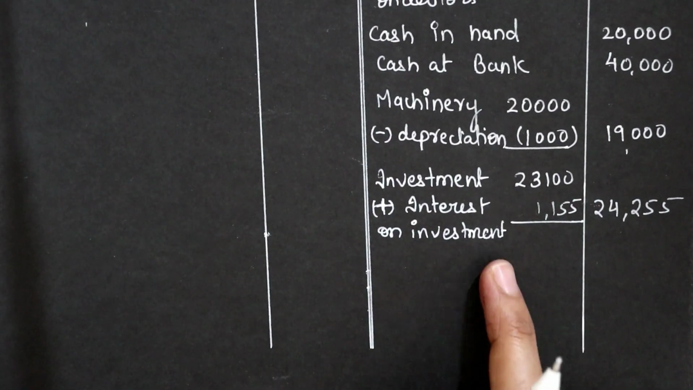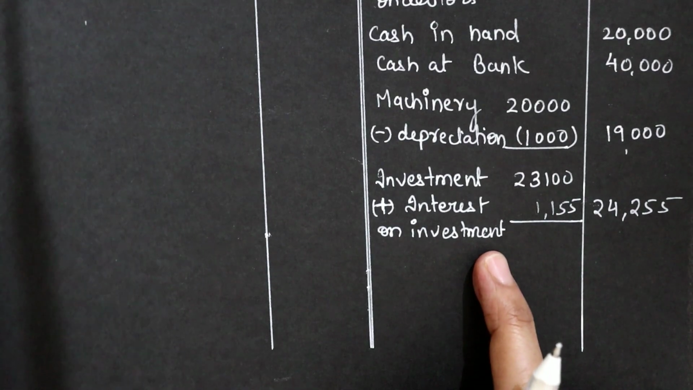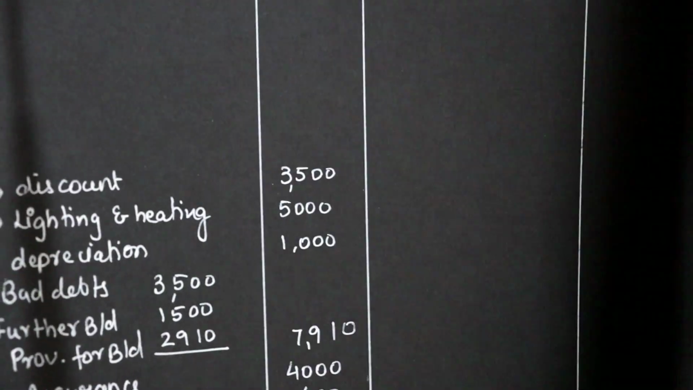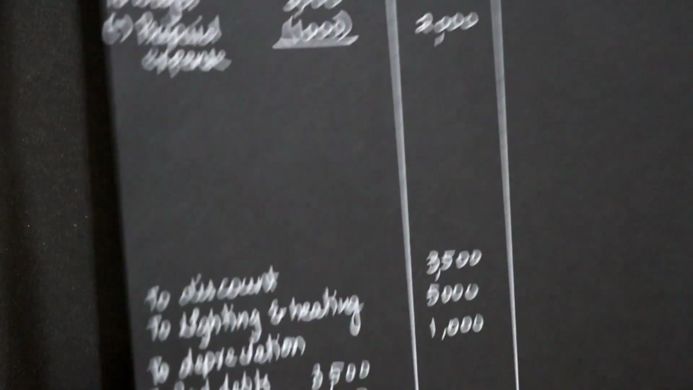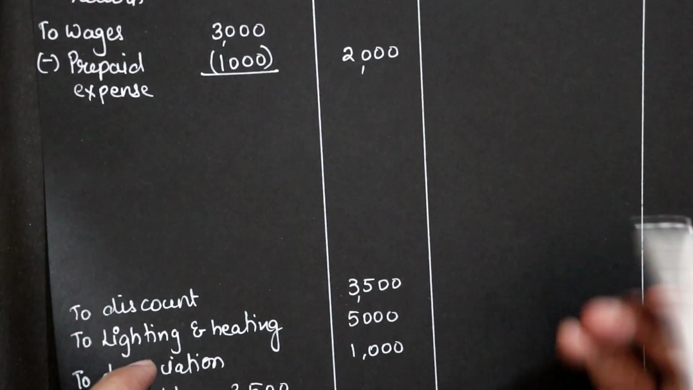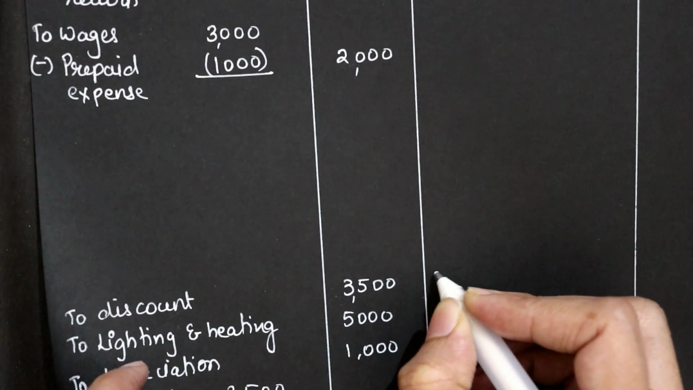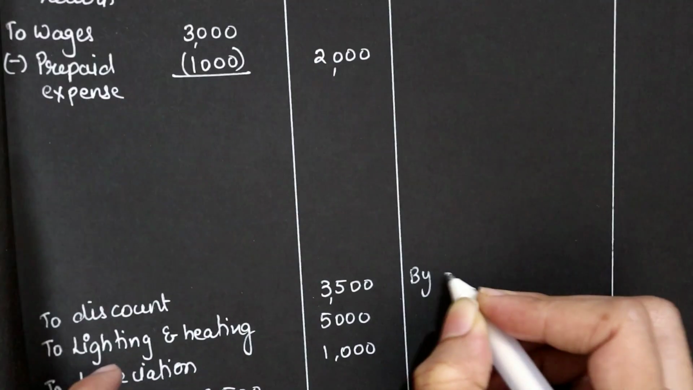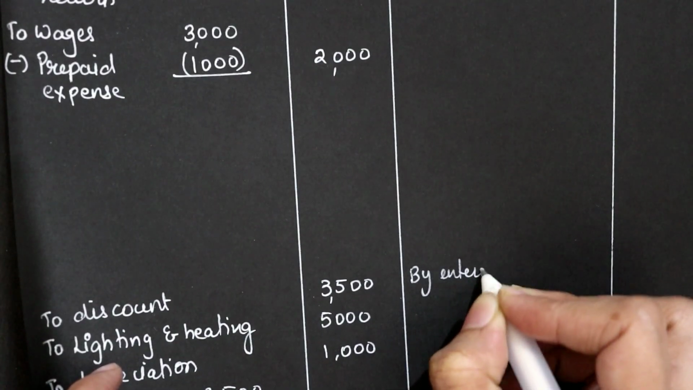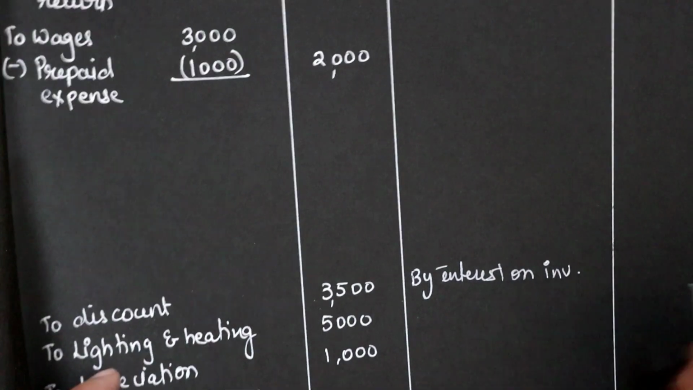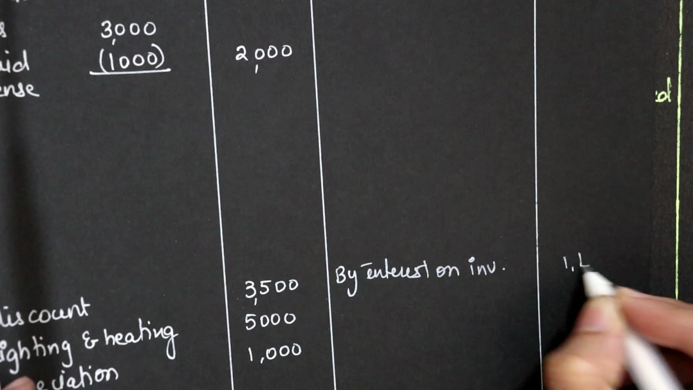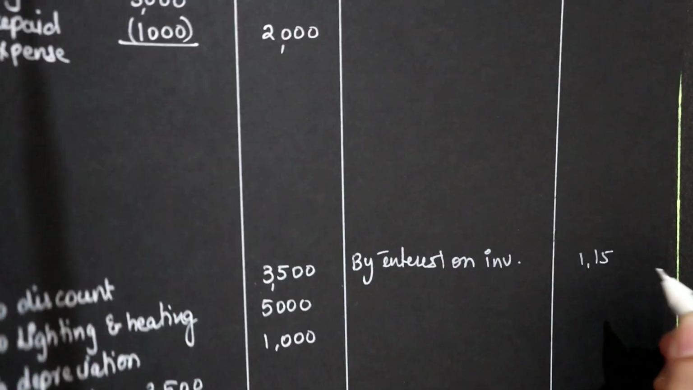This interest on investment, since it is an income, will be shown on the profit and loss account credit side, which shows incomes and gains. So this is the credit side. We can write by interest on investment 1,155.